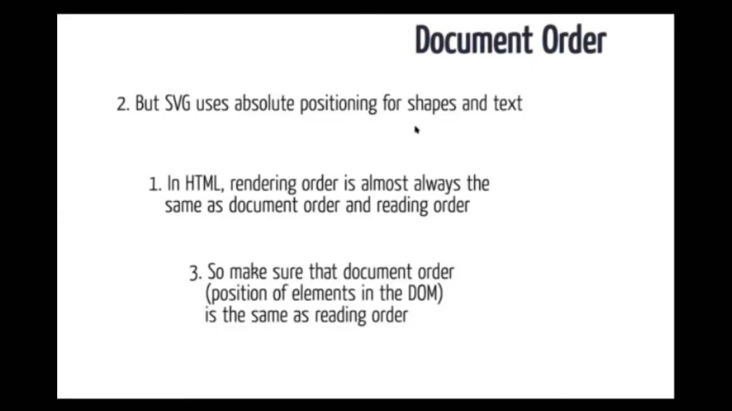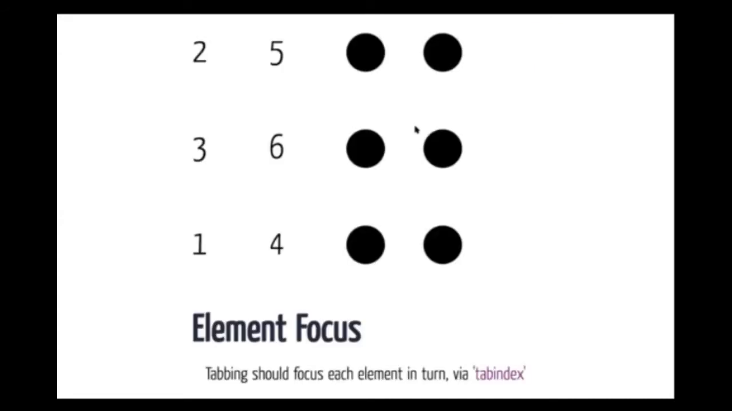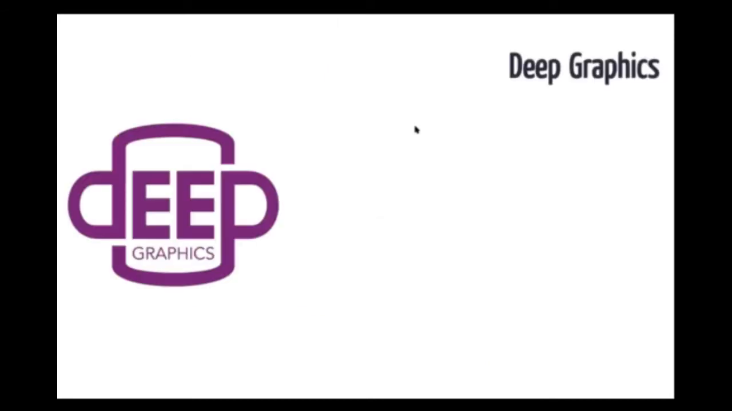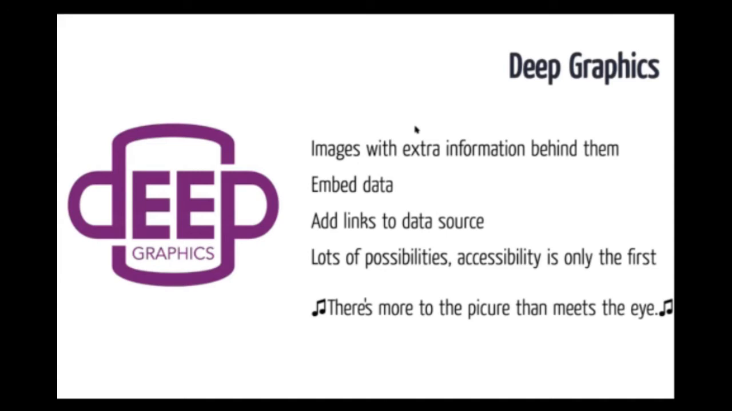You want to think about document order when you're making a data visualization. You want to think about what order the person is navigating in order to get to different parts of your document using, for example, tabindex. This idea is of adding information into your data visualizations, not just thinking about them visually. Something I call deep graphics.